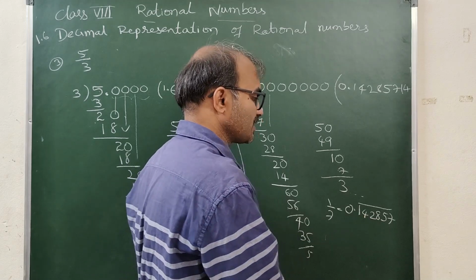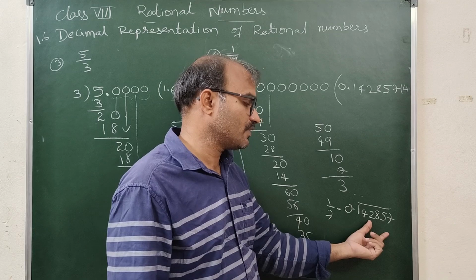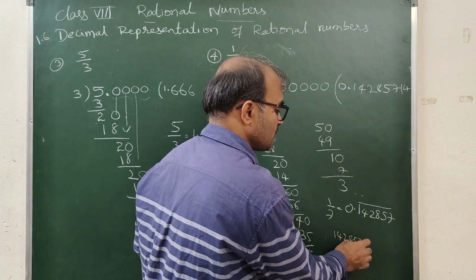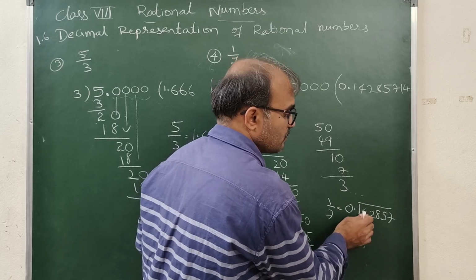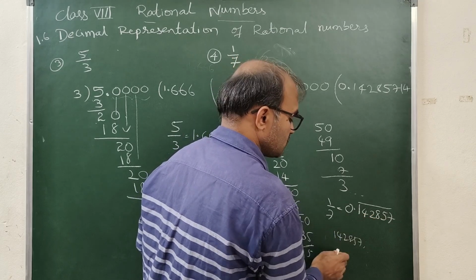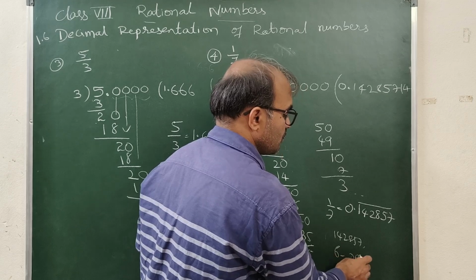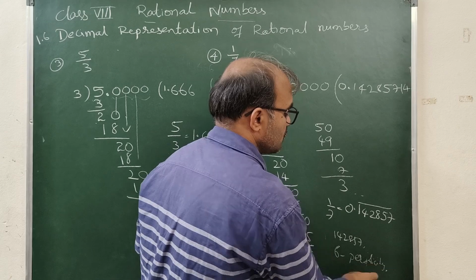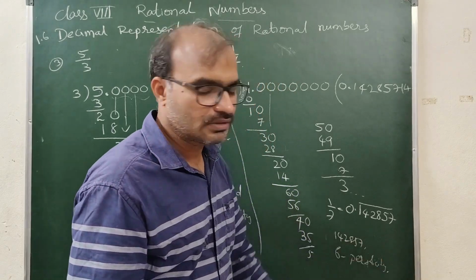142857. The whole number is actually called a period. 142857. The number 142857 is the period. And the number of digits is 1, 2, 3, 4, 5, 6. 6 digits. 6 is the periodicity, right? 6 is periodicity. This number is the period.